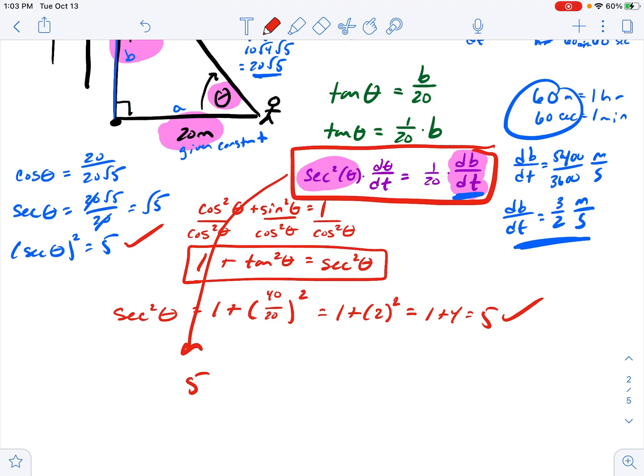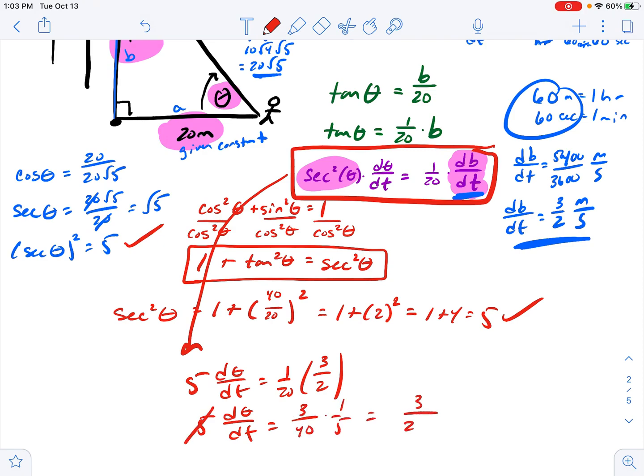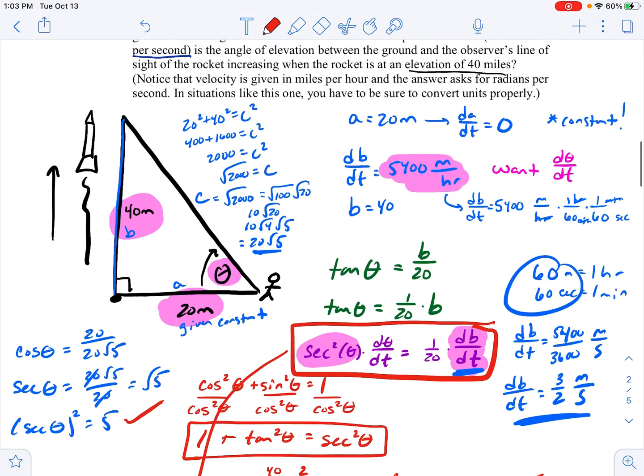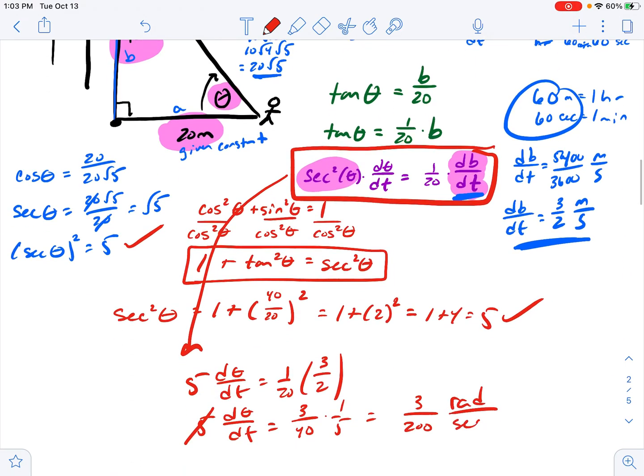So I'm going to bring this down. Secant squared was 5 times d theta dt equals 1/20th of dB, which we got to be 3/2. So 5 d theta dt equals 3/40ths. Dividing by 5, we get 3/200ths, and again, angles are always radians, and the unit of time here again is in seconds.